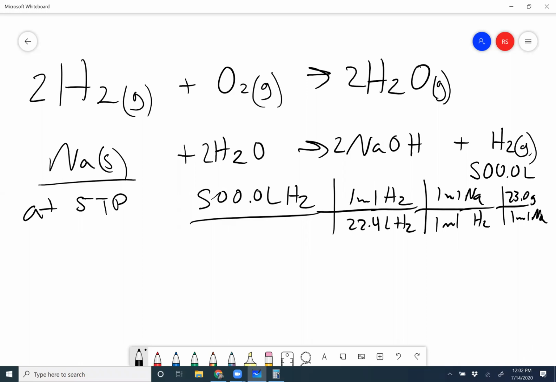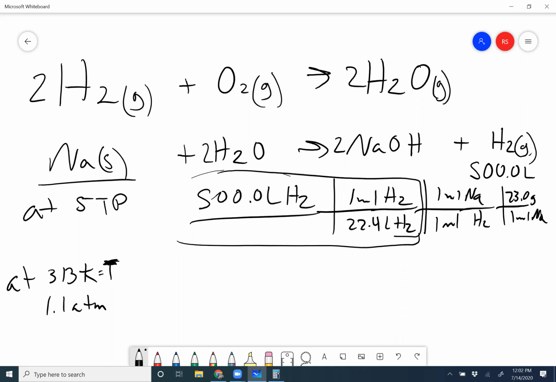But say, for instance, we're not at STP. Say we're at, for instance, room temperature. We're going outside to do this, and it's a particularly hot day. Say it's 313 Kelvin, and since it's a hot day, the pressure is a little bit higher. Say we're at 1.1 atm. So now, instead of this step right here, we're going to find n using PV equals nRT. So in this case, we're going to solve for n.